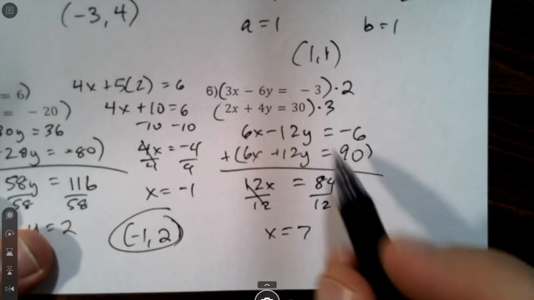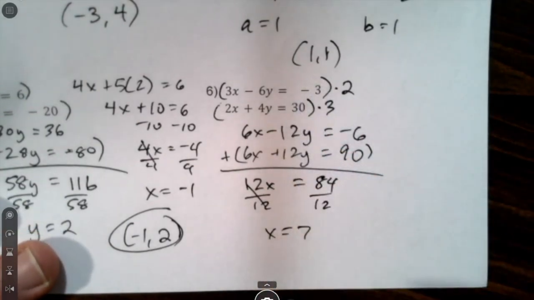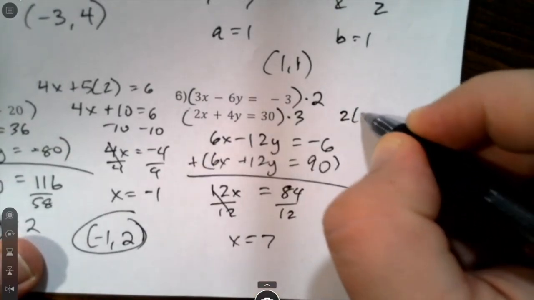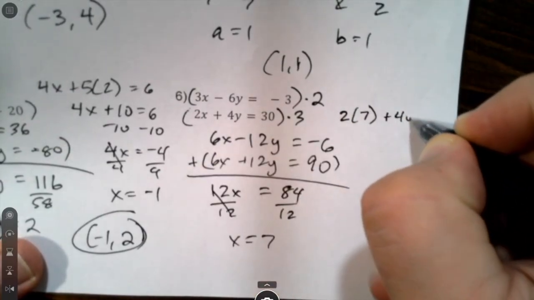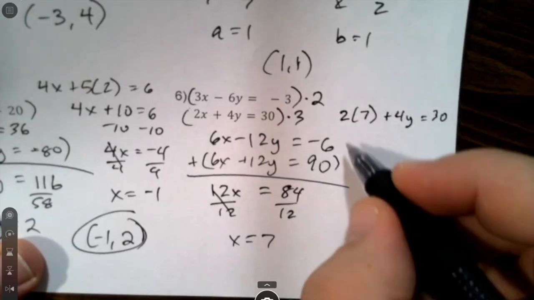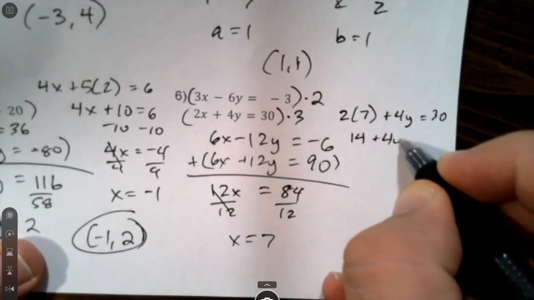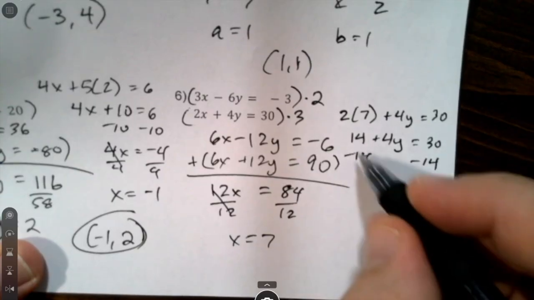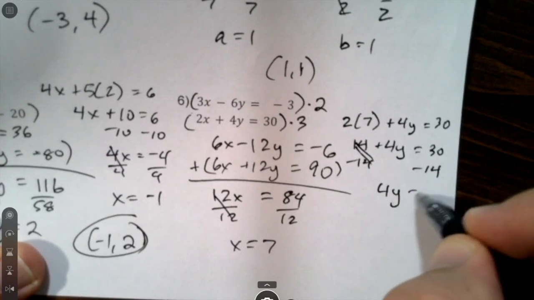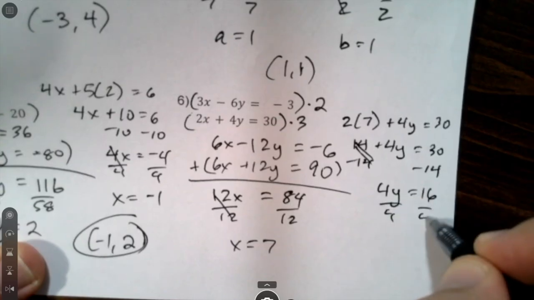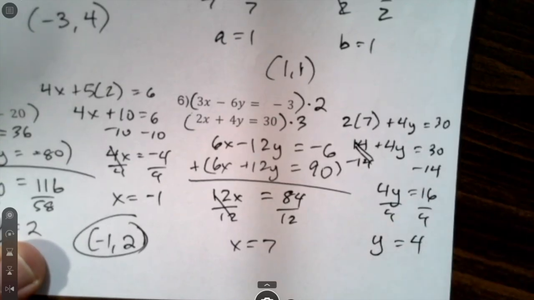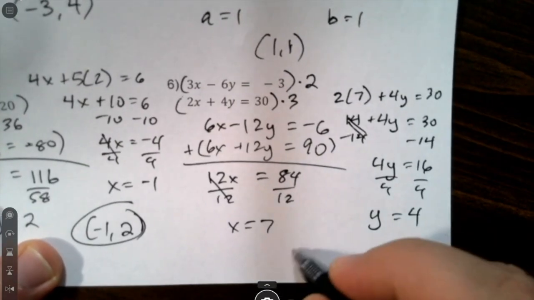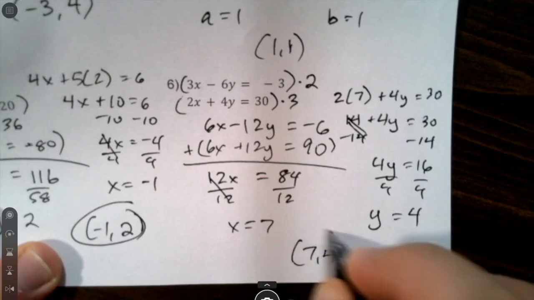And then I can plug 7 into any one of these four equations for x and solve for y. We'll do the second one just for variety. So I plug in 7 for x. I need to solve for y. I get 14 plus 4y equals 30. Subtract 14 from both sides. And I get 4y equals 16. So we divide both sides by 4 and get y is equal to 4. So our final answer is the ordered pair 7, 4.